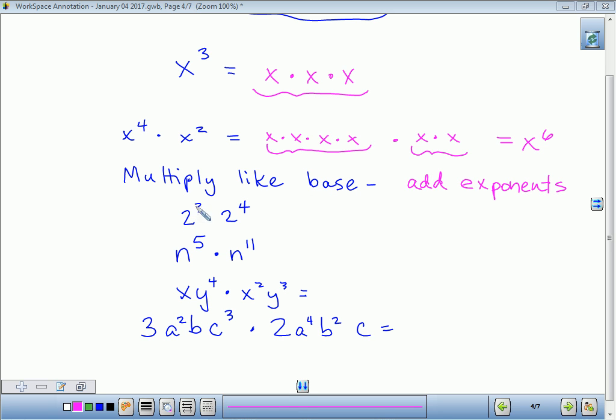Alright, so if we had 2 to the third times 2 to the fourth, well, I have like bases. Both of the bases are the same. They're 2. So that is the same as 2 to the 7th. Now, we could simplify that, but let's leave it in exponential form right now. So it works when our base is a number. It also works when our base is a variable. So if we had n to the 5th times n to the 11th, when we multiply like bases, we would add those exponents and it would become n to the 16th.